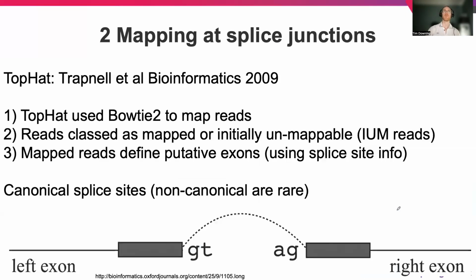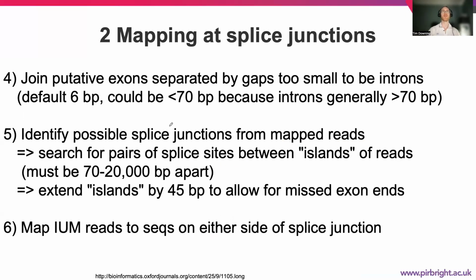So TopHat was one of the older programs that was first to do this. It mapped reads. They were initially classed as unmappable IUM reads at times, and these reads are mapped to putative exons, including the canonical splice sites as given here. So as part of that step, it would join these exons that were separated by gaps that were too small to be introns. Generally, introns are more than 70 base pairs in length.